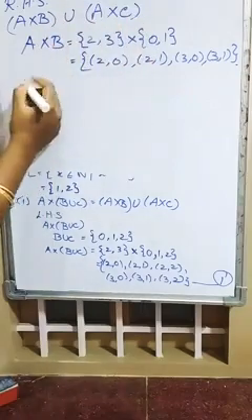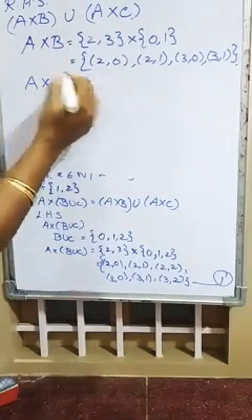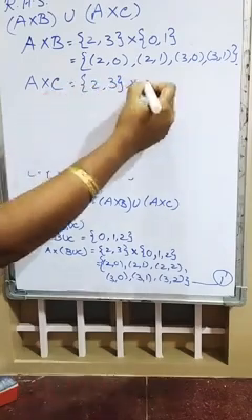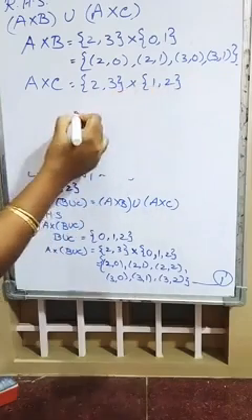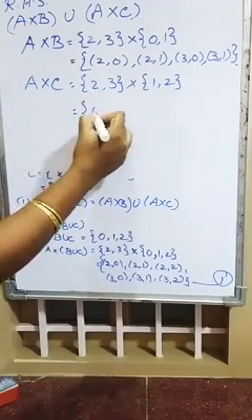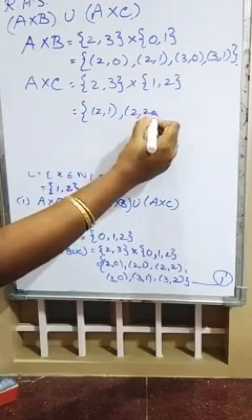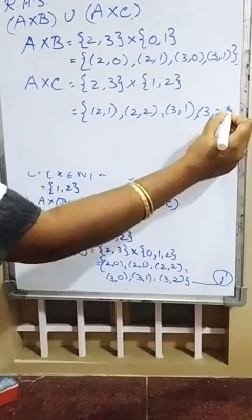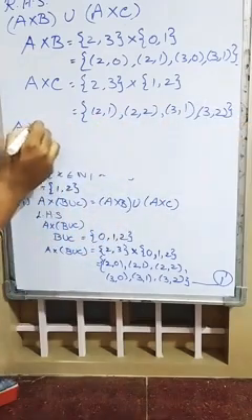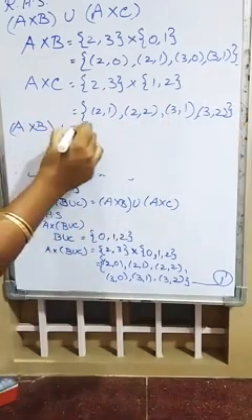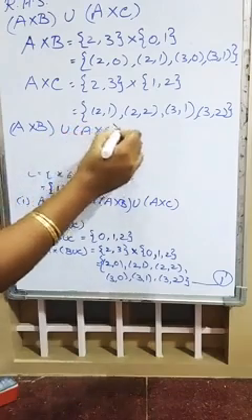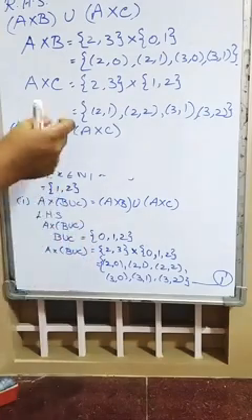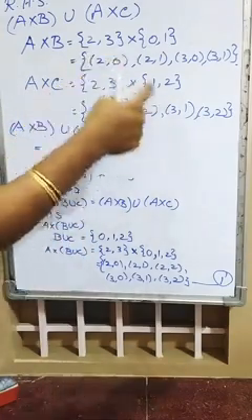Now find the value of A cross C. A is {2, 3}. C is {1, 2}. What are the answers? (2,1), (2,2), (3,1), (3,2). Now you have to find (A cross B) union (A cross C). Once again, as I told you, union means you have to combine all the elements. Therefore, combine all of these.